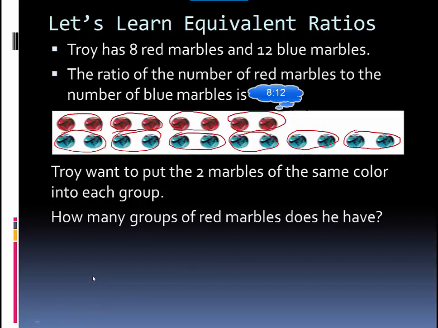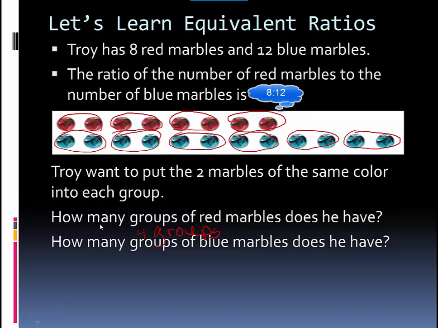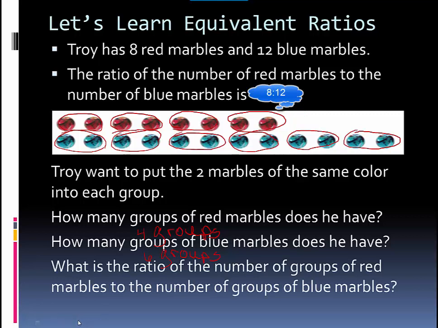So how many groups of red marbles does he have? He has 4 groups. How many groups of blue marbles does he have? 1, 2, 3, 4, 5, 6. He has 6 groups. What's the ratio of the number of groups of red marbles to the number of groups of blue marbles? He has 4 groups of red marbles and 6 groups of blue marbles. So the ratio is 4 to 6.